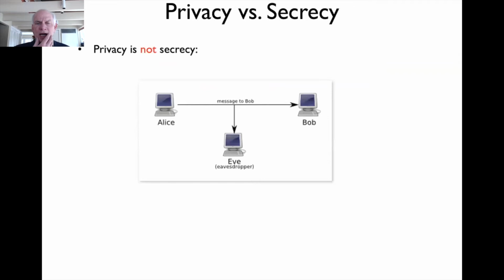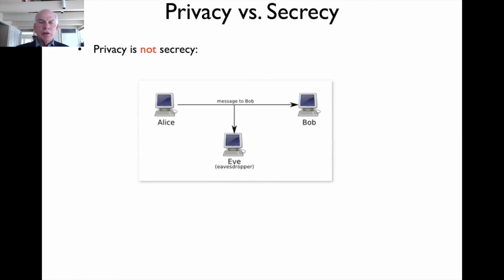And I just want to point out that privacy and secrecy are not the same thing. So secrecy is this model that I show here. You've got a legitimate receiver, Bob, and an eavesdropper, Eve, and you're trying to keep the message going to Bob. You want it to be there reliably and completely, but in secret from Eve.